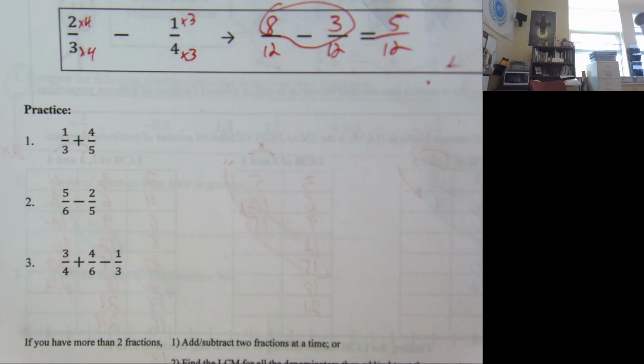Let's see. So our goal is to make the denominator the same. Yes. Good. Try the last one. So our goal is to make the denominator the same. In order to do that, we have to find our lowest common multiple.